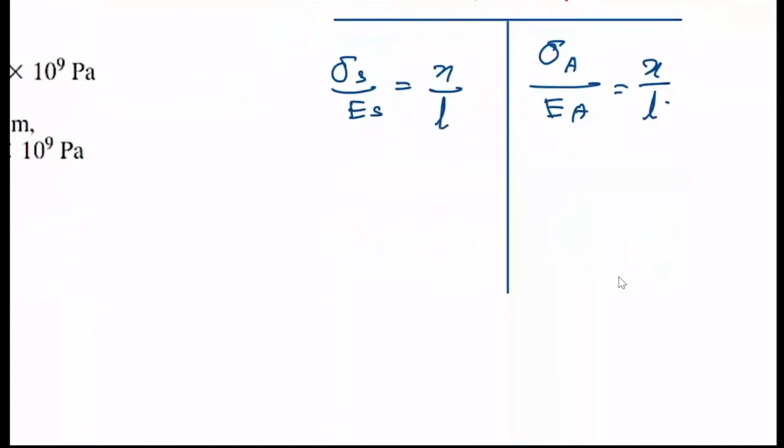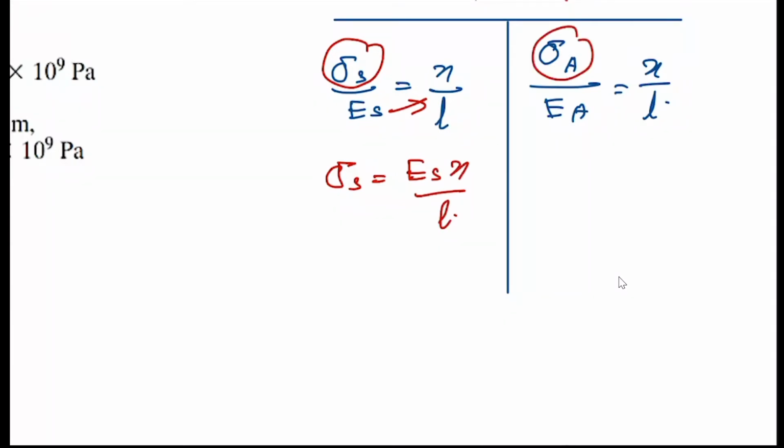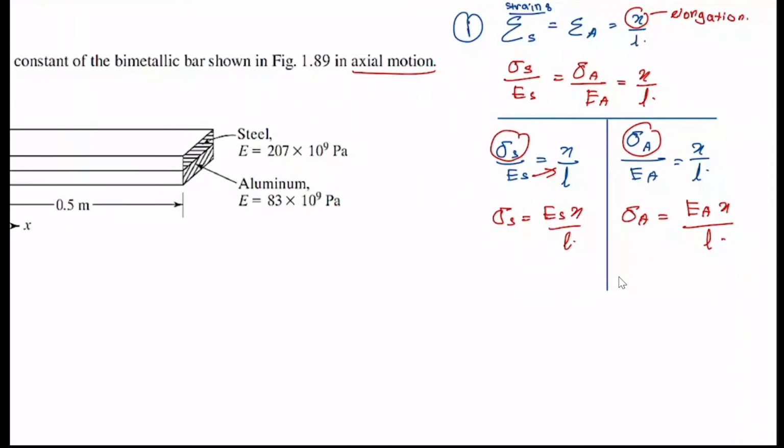Now, from here, we basically want to find the stress. So if I want the stress, I have to bring the Young's modulus to the other side, so it will be like this. You guys understand? Okay, because I want the stress now. So stress for aluminium will be Young's modulus of the aluminium times the elongation divided by the length. So I already have the formula for both aluminium and steel in terms of stress. Now I've already derived this formula.